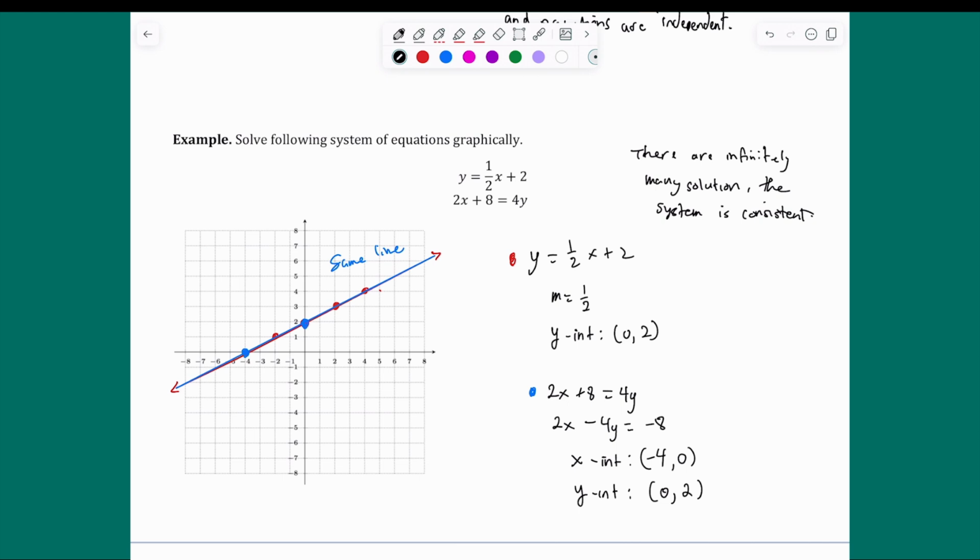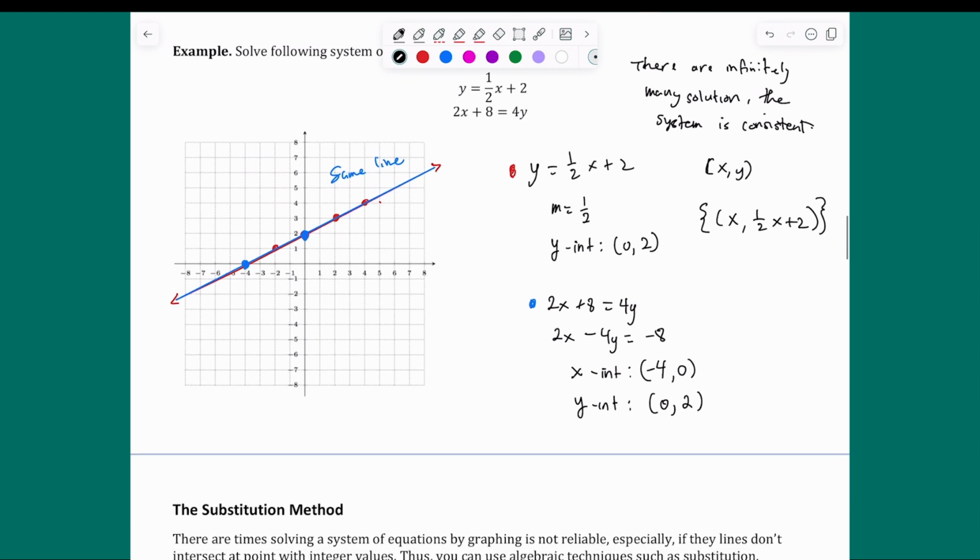Sometimes we like to express the ordered pairs that satisfy the solution as, for instance, we know it consists of ordered pairs x and y, but notice you could solve one of the equations for y in terms of x, and so basically the system consists of all ordered pairs x, y, where y is 1/2 x plus 2. And so for any value of x, these ordered pairs will be the solution.